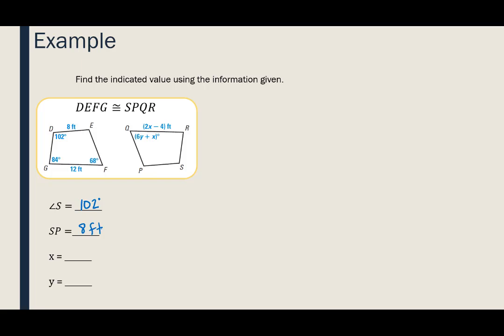Now we need to solve for x. I see that x is in 2 spots of my diagram. So let's write both of those down and see if we can work with something. Angle Q equals 6y plus x. And segment QR equals 2x minus 4. Angle Q has x and y, but I notice QR only has x. So let's work with that segment.